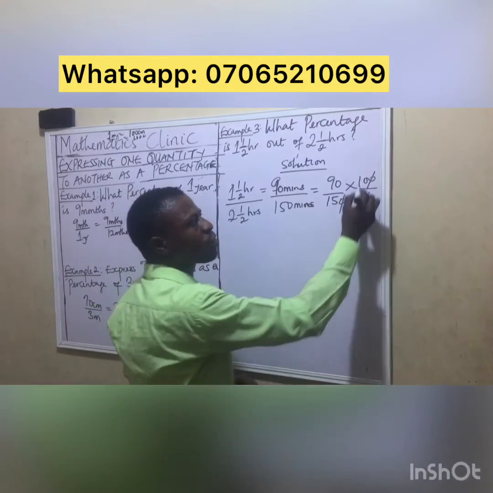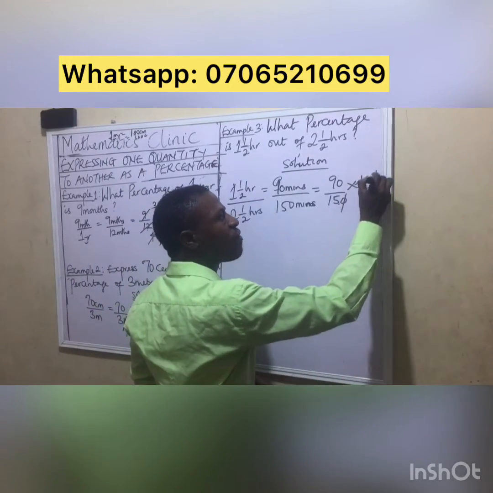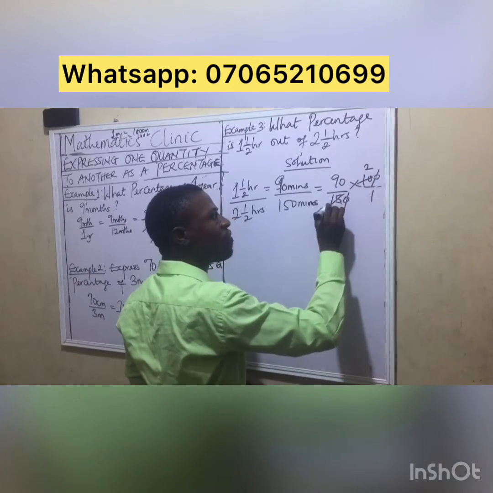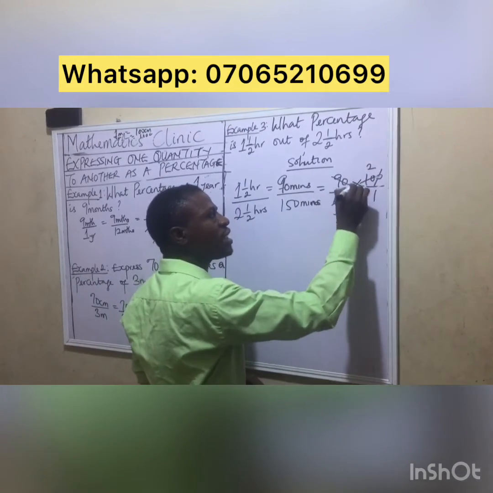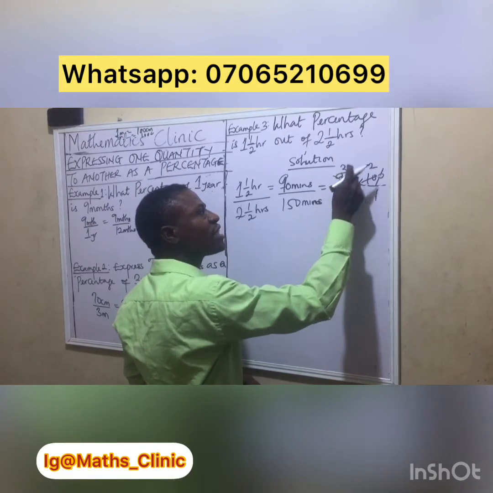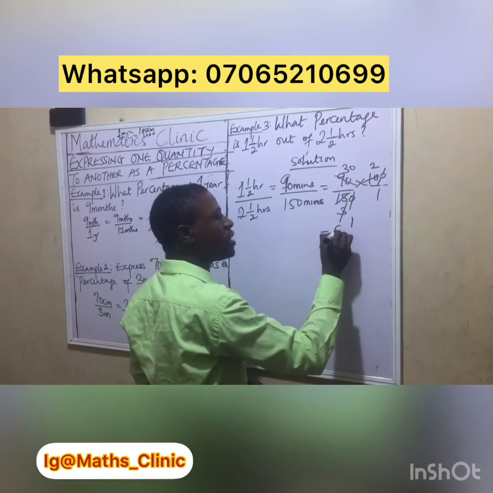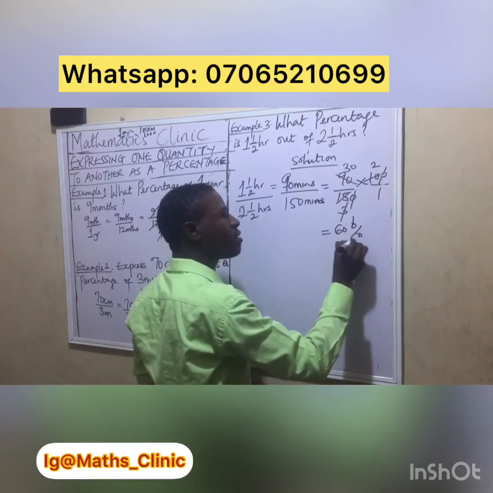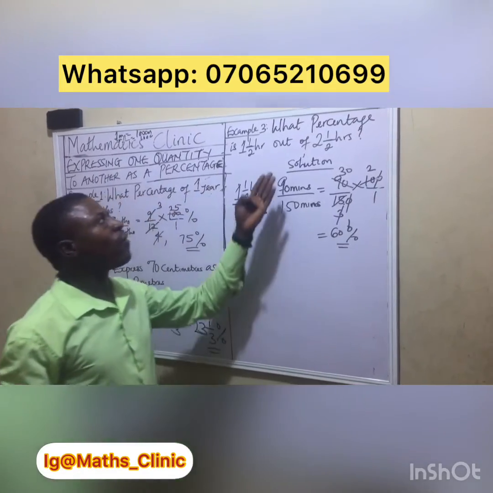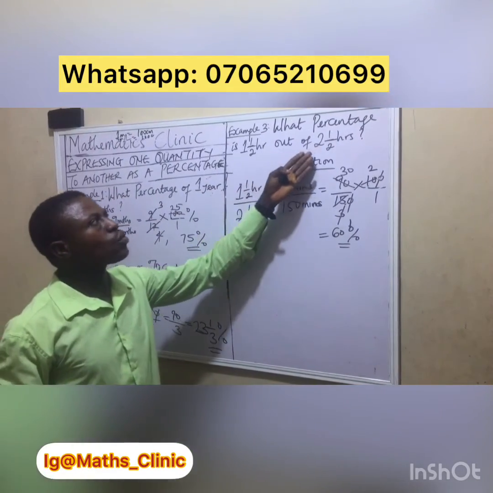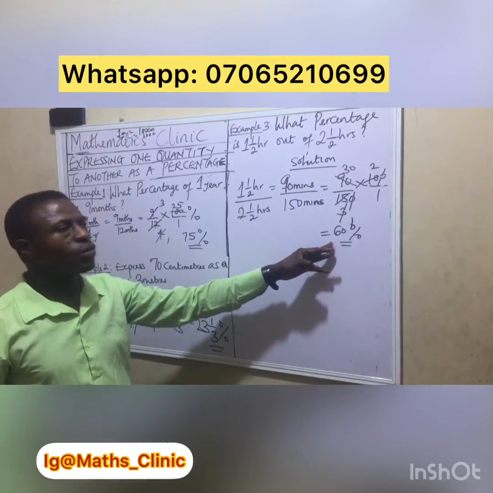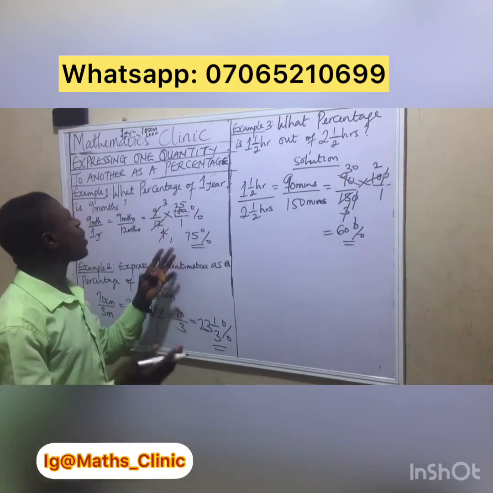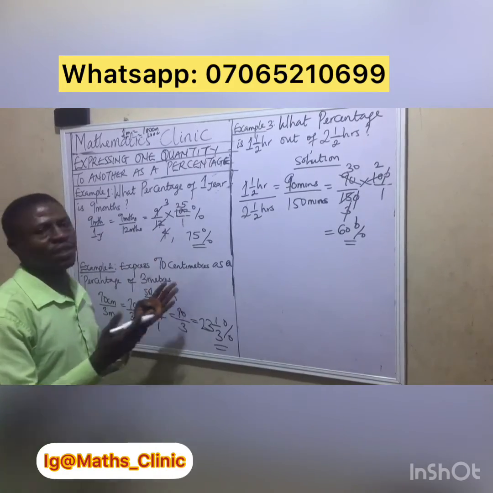What do you think can go? What is common in this place? 5. 5 in 150, 30. 5 in 100, 20. Now 3 in 90, that's 30, and 3 in 30, 10. So 30 times 2 will give you 60%. So if you want to convert 1.5 hours out of 2.5 hours to percentage, that will give you 60%. This is how you can express one quantity to another as a percentage.